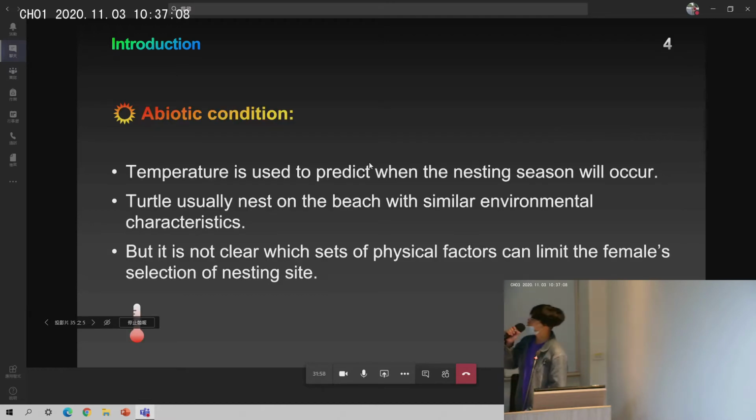Abiotic condition means temperature is used to predict when the nesting season will occur. So the temperature is like a trigger, and it will decide when the nesting season will occur. Turtles usually nest on beaches with similar environmental characteristics, but it is not clear which set of physical factors can limit the female's selection of nesting site.